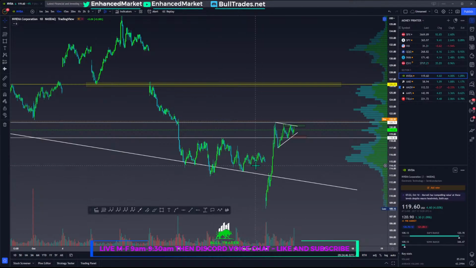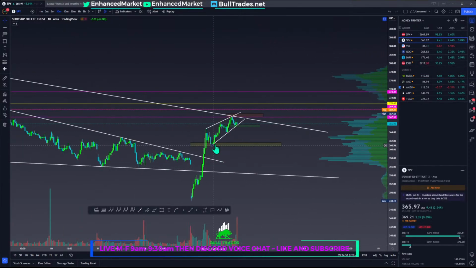A bull flag and a rising wedge. This is a bull flag, right? Lower highs, higher lows. This is a rising wedge, right? Price action is getting tighter. Higher lows, higher highs, but the price action is consolidating. This is the watch list. I don't think it can get any simpler than this. This is what I'm looking at today.